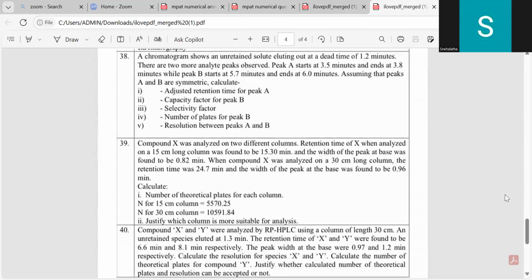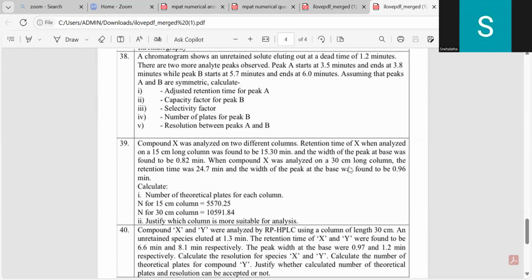Just check the question again. Calculate the number of theoretical plates for each column. After calculating, we got the number of theoretical plates as 5570 and 10591. And justify which column is more suitable for analysis. So how to calculate the number of theoretical plates? Here the number of theoretical plates is calculated by using the formula 16 (TR/W)². Here the retention time is given and also the width of the peak is given. Simply if you substitute these two values, you will get the N value for the 15 centimeter column and also the N value for the 30 centimeter column.